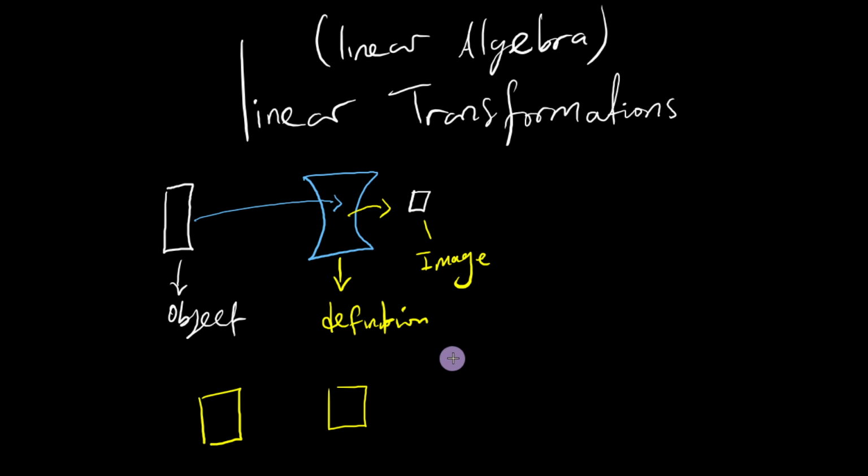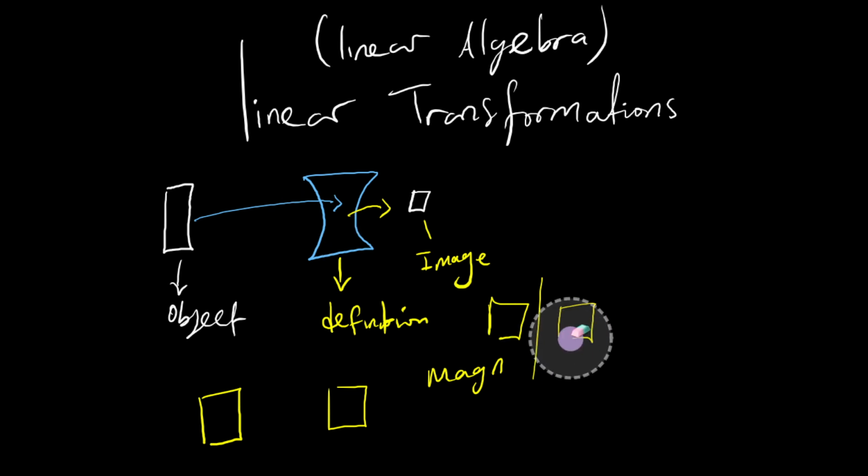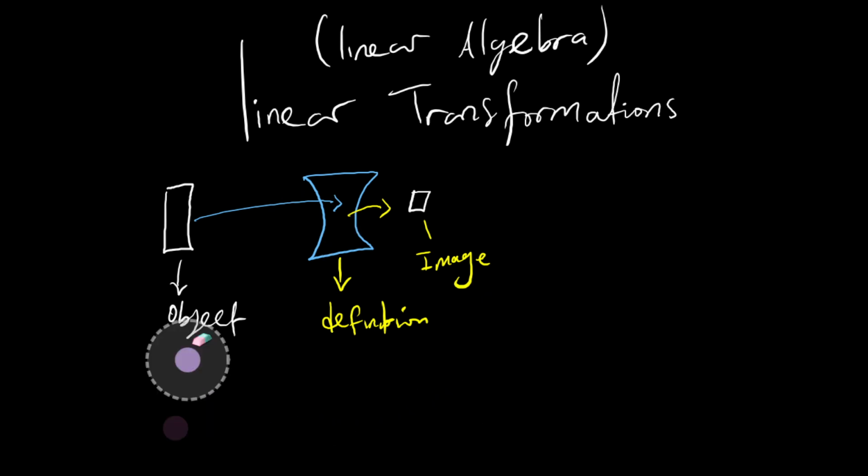Then you have magnification. Magnification is another example of a linear transformation. You have a reflection. Reflection is another example of a linear transformation. This is where an object is reflected like that, using a mirror line. So those are examples of linear transformations that you may know.